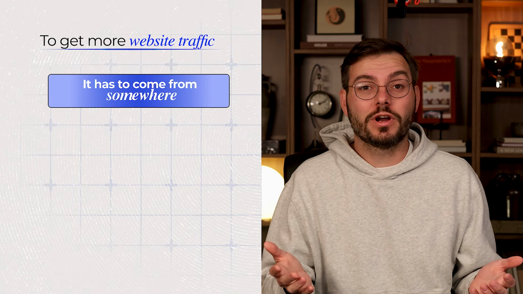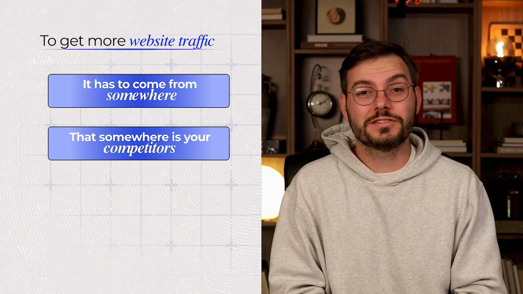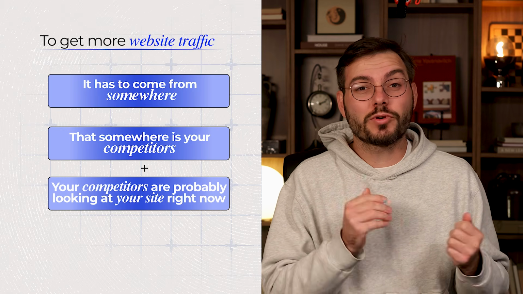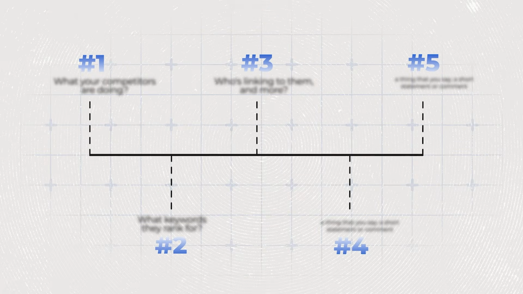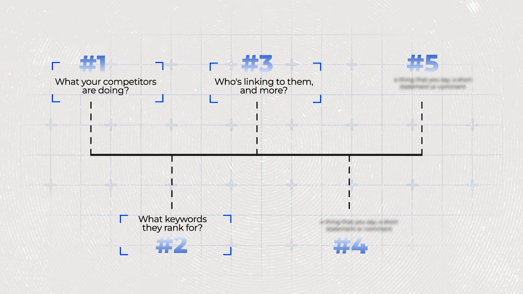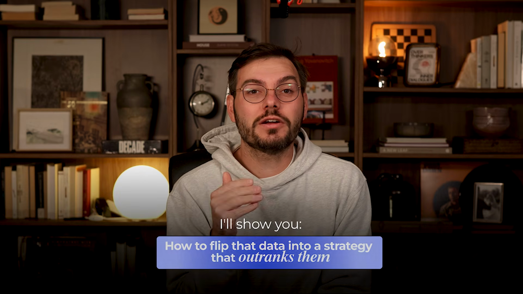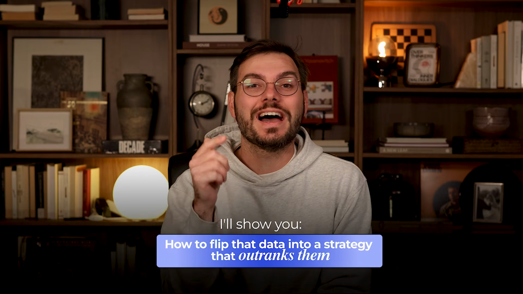For you to get more website traffic, it has to come from somewhere, and that somewhere is your competitors. And plus, your competitors are probably looking at your site right now. I'll walk you through 5 steps to uncover what your competitors are doing, what keywords they rank for, who's linking to them, and more. Then I'll show you how to flip that data into a strategy that outranks them.